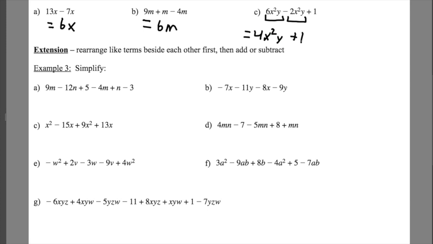Example 3. I'm going to collect all the like terms and then simplify. So 9m right here is a like term with 4m over here, and we're going to take the operation next to the 4m. So in this case, it would be 9 minus 4, and you get 5m.